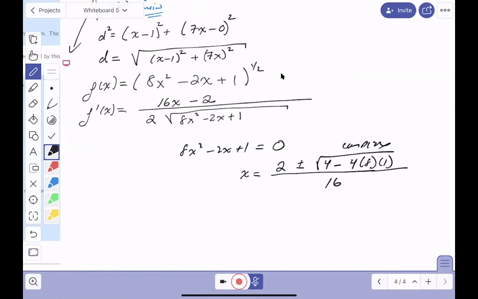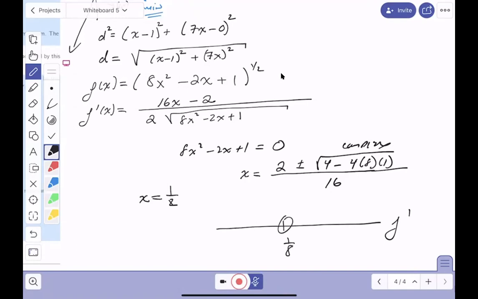What needs to be worried about now? Is the top ever equal to 0? And it is. And when is it equal to 0? When x is equal to 1/8. 1/8 times 16 is 2, and 2 minus 2 is 0. So now I'm going to put my line down here, my derivative line. This is f prime. And there's one place I'm looking at, which is 1/8.